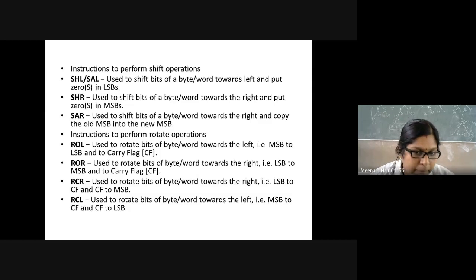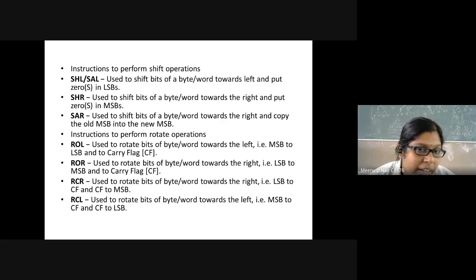That is the RCR command. Next one is RCL. RCL is the opposite of this one. So MSB is moving to carry flag, then carry flag to LSB. That is the RCL command. Rotate left through carry flag. Here, rotate right through carry flag. So I hope you understand the difference between shift and rotate operations.